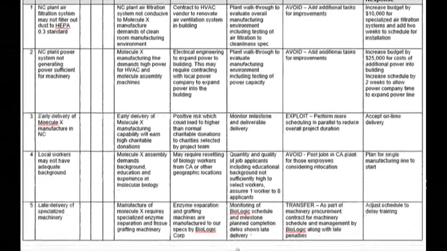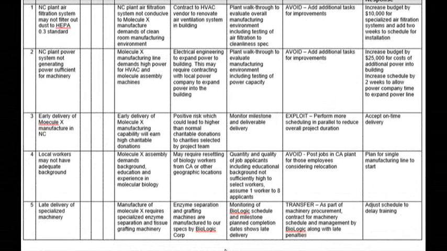Remember my project, we're moving manufacturing of a biochemical to another plant in North Carolina. I've identified 5 risks. The first being that the North Carolina plant air filtration system may not filter out the dust appropriate to HEPA standard 0.3. Notice that the probability, impact, and combined rating columns are empty. We don't need that yet. We'll do that in our next module.